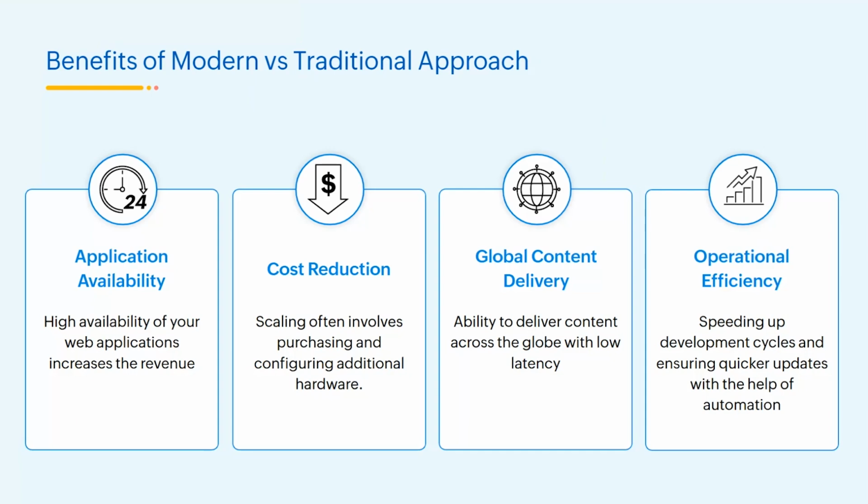So, in summary, in a nutshell, adopting a modern approach to building applications will offer advantages such as improved availability, cost reduction, global content delivery, and operational efficiency. So, when compared to the traditional methods, cloud computing, automation, and modern architectural principles are key factors that will contribute to these benefits. So, it enables businesses to stay competitive and responsive to the changing demands. The modern approach will offer benefits such as improved scalability, reliability, and global content delivery, which will contribute to the higher availability when compared to the traditional approaches as well.